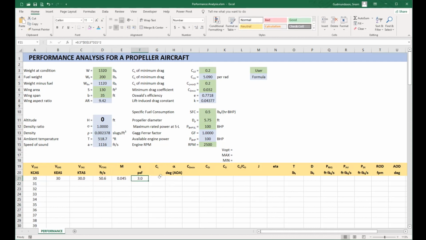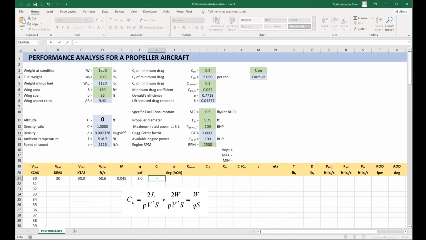Now we can calculate the lift coefficient at this airspeed. It is calculated using equation 9-50 or 9-64. Here, 3 different versions are shown, and I am going to use the last form, which is why I calculated the dynamic pressure in the first place.